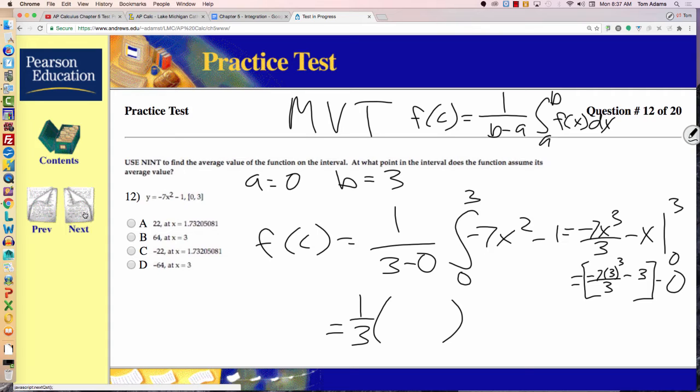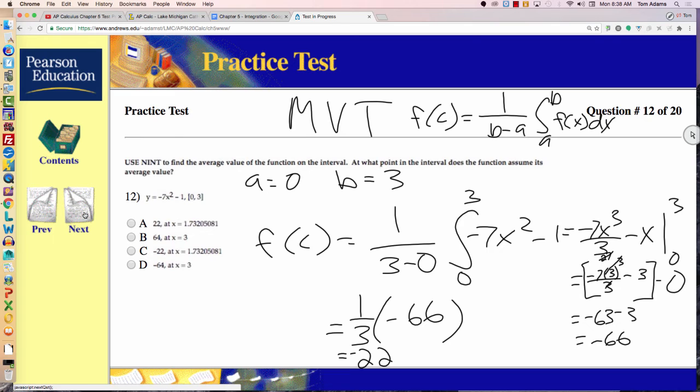So now, what is this? This 3 to the third is 27, divided by this 3 is 9. 9 times 7 is negative 63 minus 3, or negative 60... negative 66. Oh yeah, negative 66. I'm sorry, you're right, they're both minus signs. So I got negative 66. Good call. And then what is 1/3 of negative 66? Negative 22. So the average of this thing is negative 22.